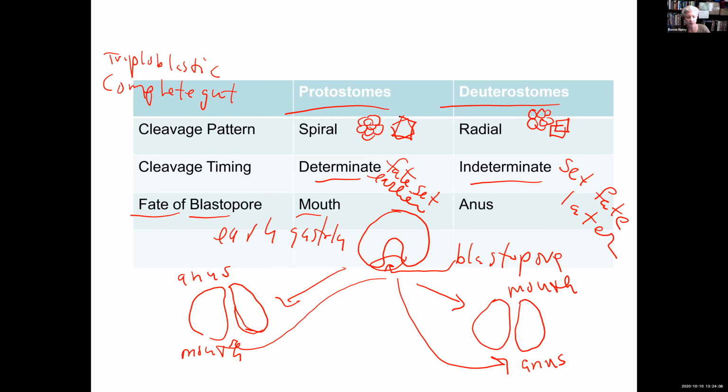So our sand dollar and sea urchin or starfish is an example of a deuterostome. And we have a ribbon worm, which is called Cerebratulus, which is an example of a protostome that we're going to look at as our example of spiral cleavage later on in the lab.